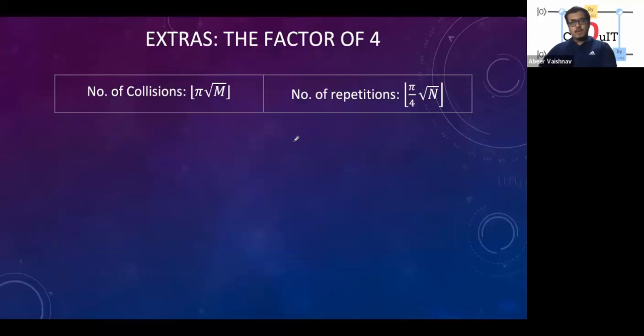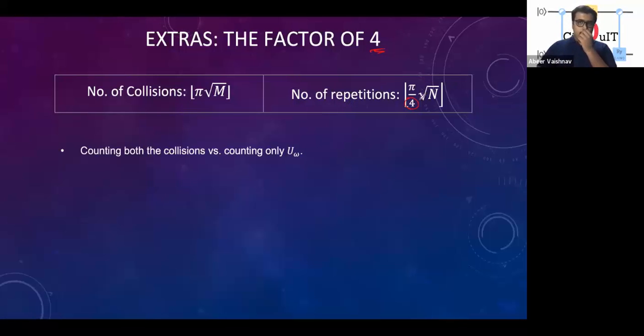And just one quick extra thing, that is the factor of 4. So we can see that there is an extra factor of 4 which comes here. So why does this come? Why does this factor of 4 arise in our particular equation for the number of repetitions? And that is because of 2 reasons. It's actually not a factor of 4. It's basically 2 factors of 2.